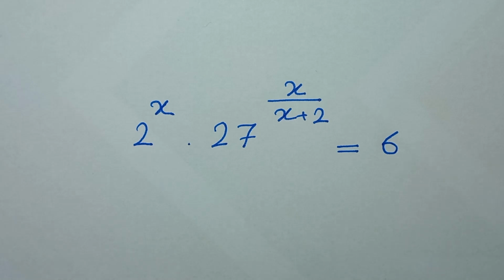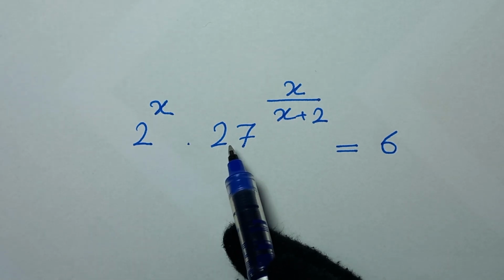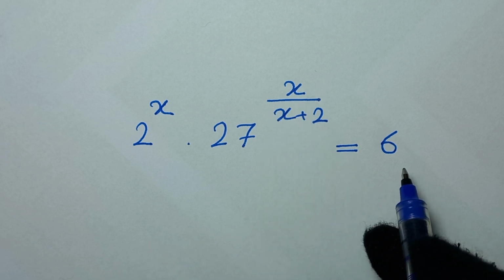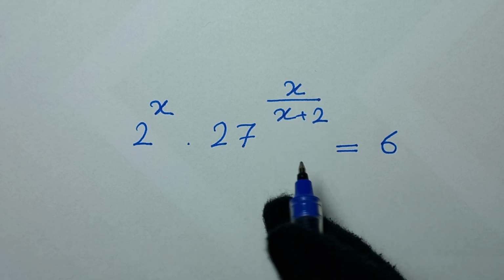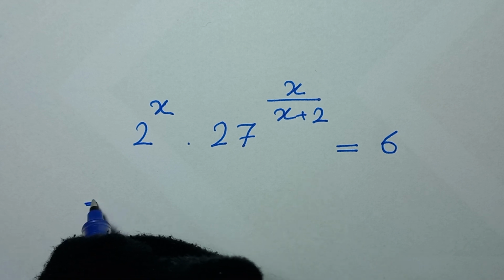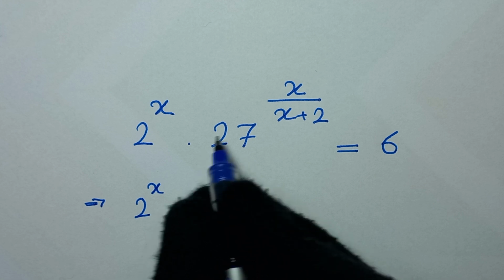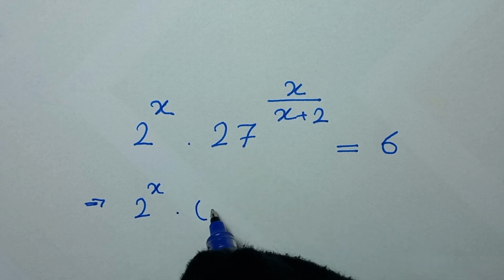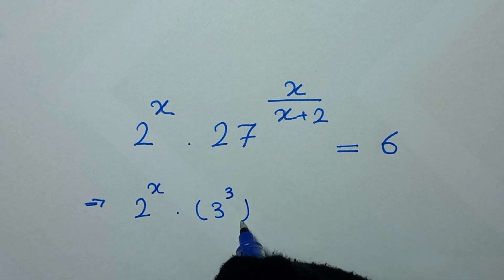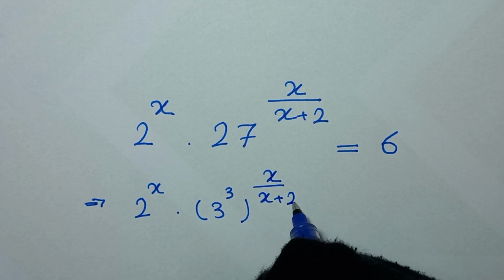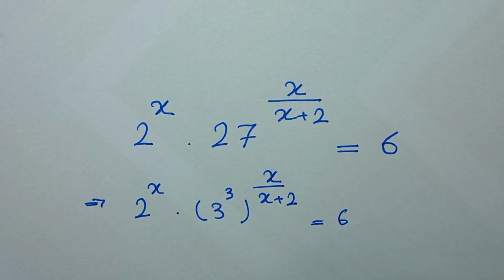Hello my friends, you're welcome to solve this math problem, which is 2 to the power of x times 27 to the power of x over x plus 2 is equal to 6, to find the values of x. In the first step, we write this 2 to the power of x times, in here we have 27 and we can write this as 3 to the power of 3 and to the power of x over x plus 2 is equal to 6.